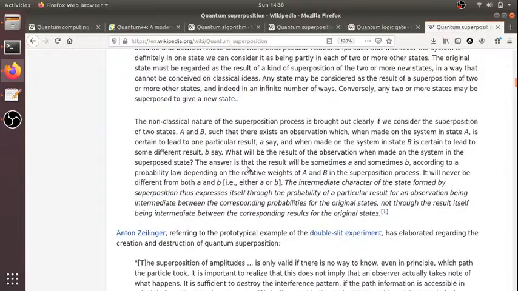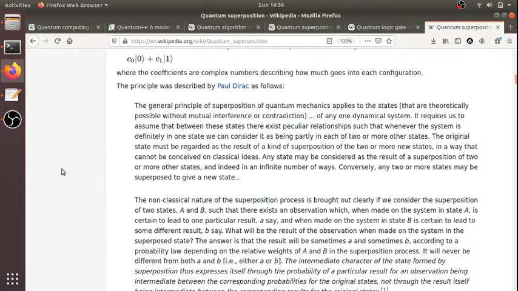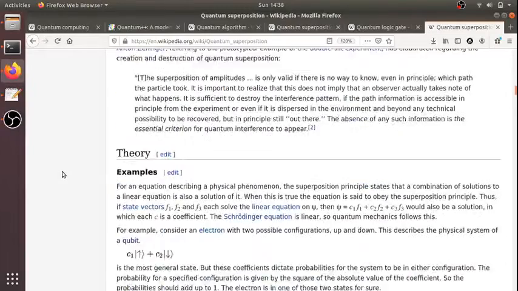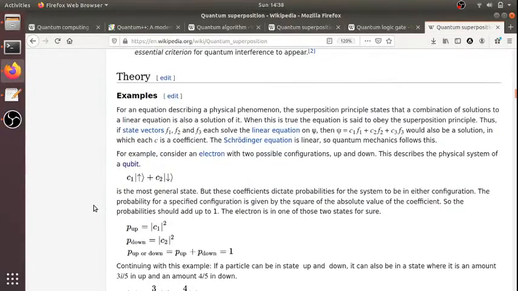The general principle of superposition of quantum mechanics applies to the states that are theoretically possible without mutual interference or contradiction. I don't want to read this part, I want the examples. For an equation describing a physical phenomenon, the superposition principle states that a combination of solutions to a linear equation is also a solution of it. When this is true, the equation is said to obey the superposition principle.